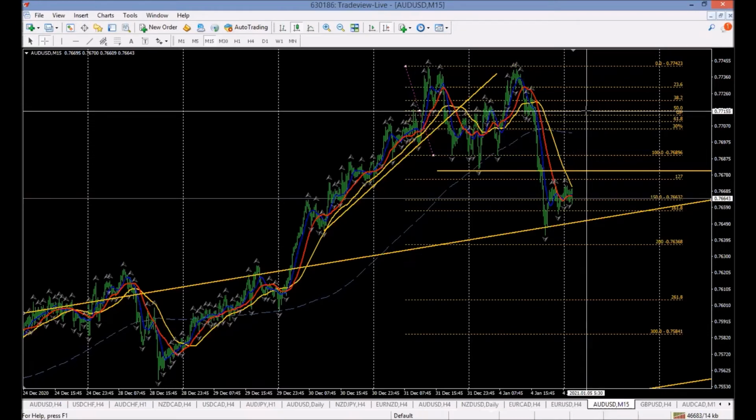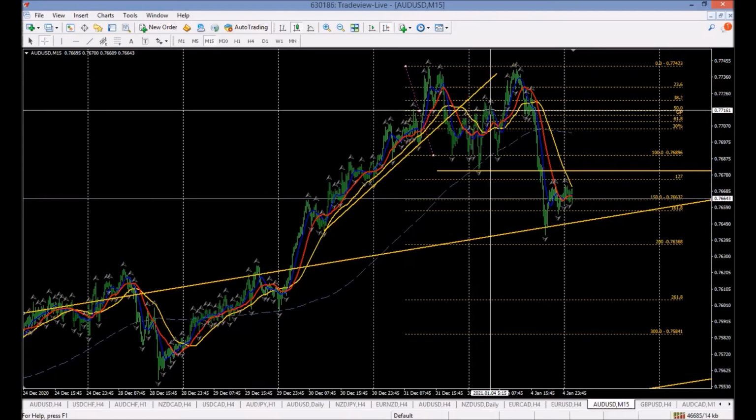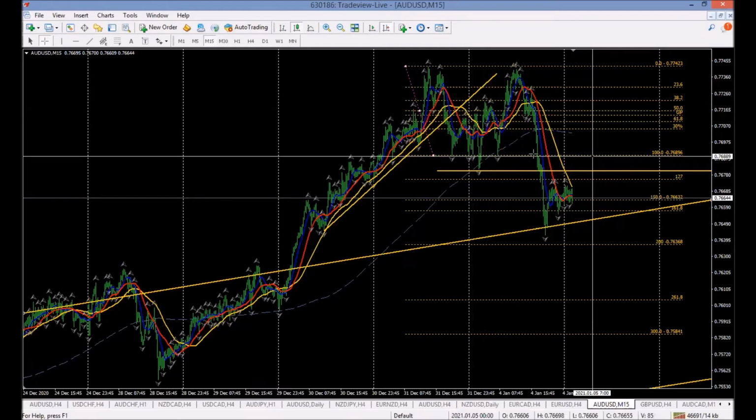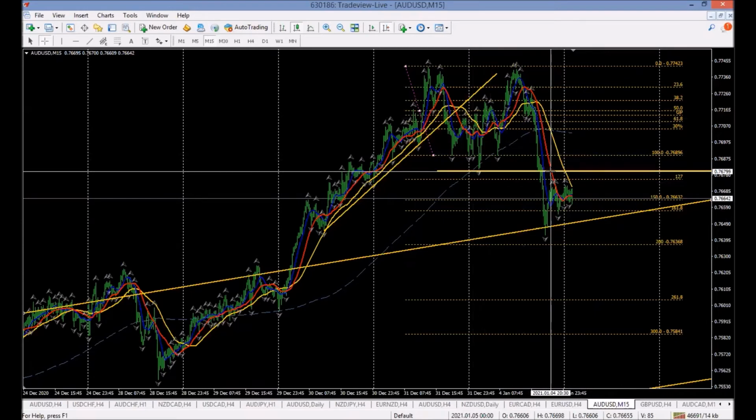Pullback entry around about here, 50%. So we'd have got in here, we'd have been in drawdown. But there we go. We'd have gone for the 618, would have gone for 58 pips, first take profit. Would have had a second entry here. So we've got a runner now for the second take profit, which would be 42 pips.